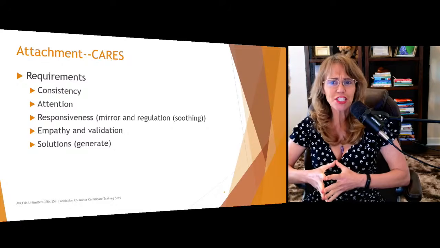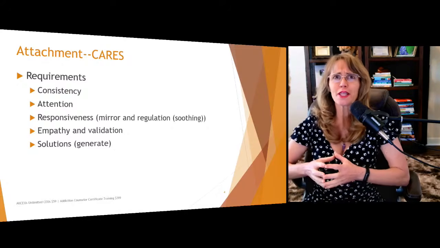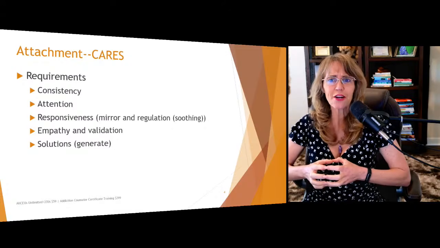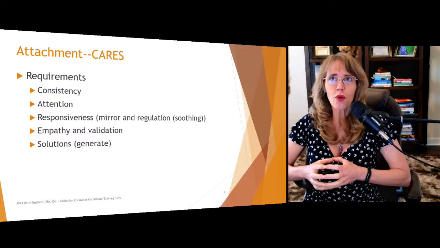Empathy and validation go along with emotional intelligence. But it's important as caregivers that we empathize with our children.